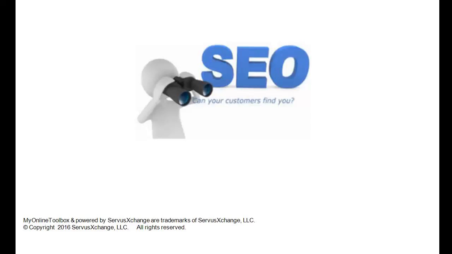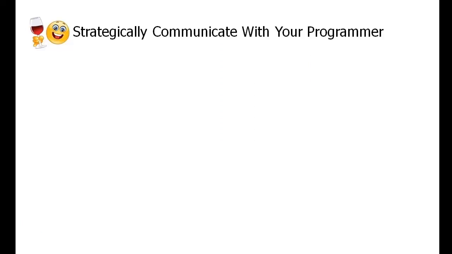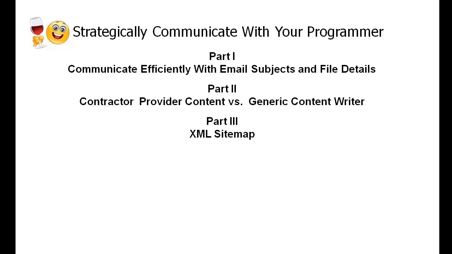Hi, my online toolbox here, continuing with our education series on how to strategically communicate with your programmer. Previously presented is part 1, 2, and 3. Part 1 was communicating efficiently with email subjects and file details. We've now moved past that to contractor provided content being far superior to generic content writing, as well as the first technical concept, which was called XML sitemaps.